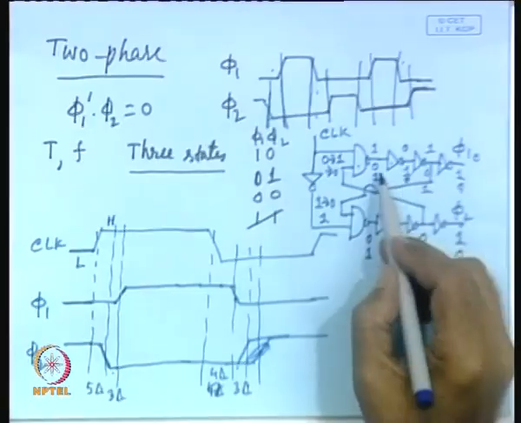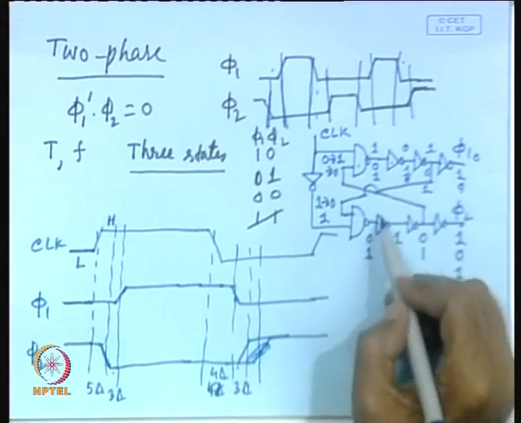So, this is how you can realize a two phase clock with the help of a few inverters and two NAND gates from a single phase clock. You may ask that suppose we are not satisfied with a 3 delta band gap between the two phase clock. Then what you can do is insert more inverters here.